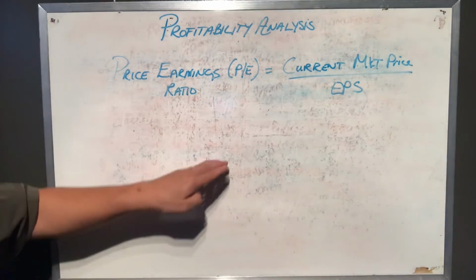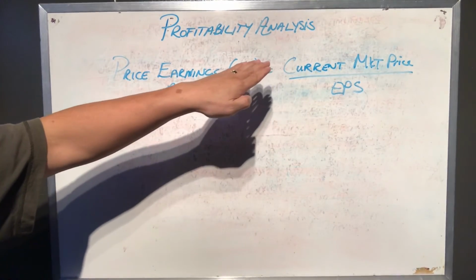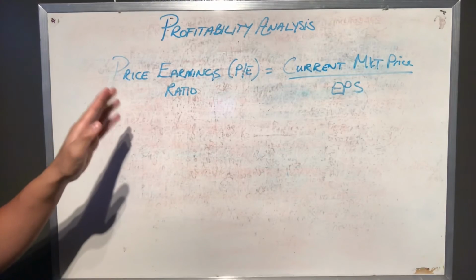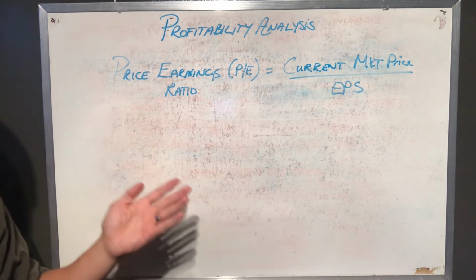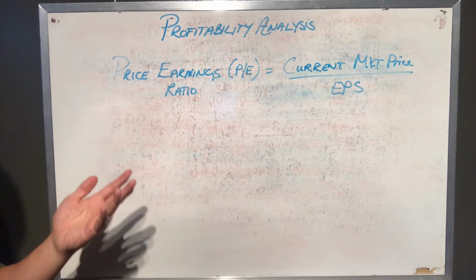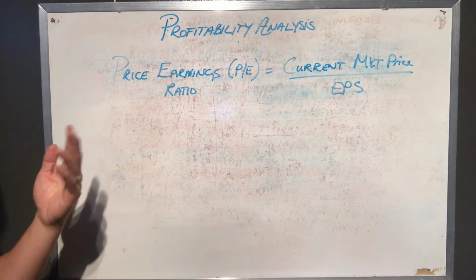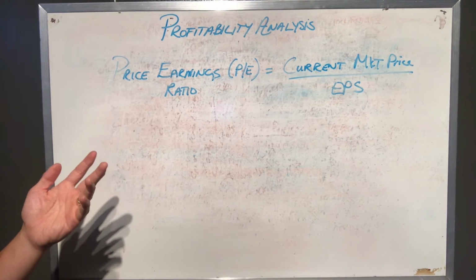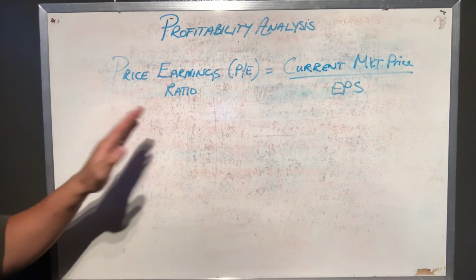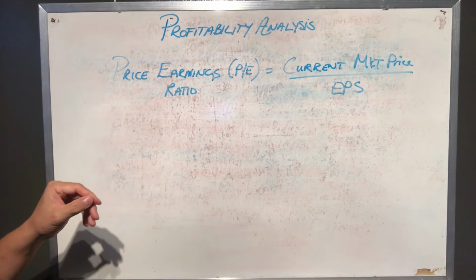Now, the current market price is the stock market's current assessment of the company. So, what is a good price earnings ratio, one may ask? Well, it's like other ratios. It depends. It depends on the nature of the industry that the company's in, the history of the company. Now, it should be used in conjunction with a good understanding of both the underlying business and the nature of the industry.